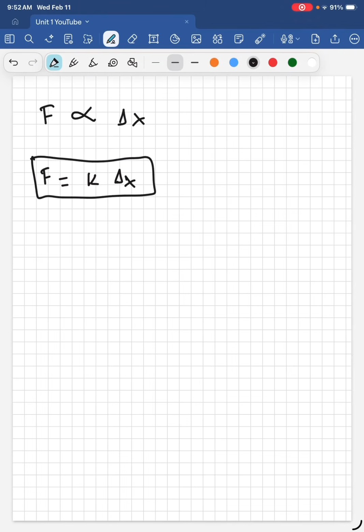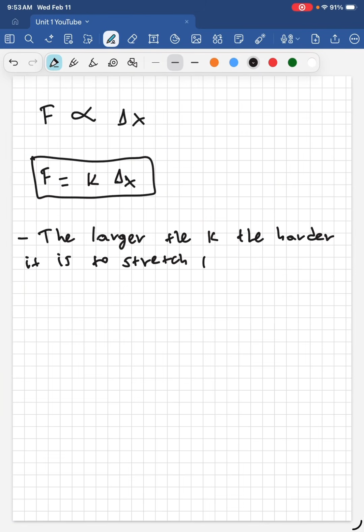Now to talk a little bit about that constant K. The larger the K, the harder it is to stretch the material.